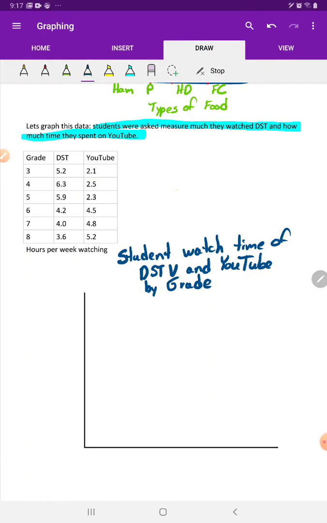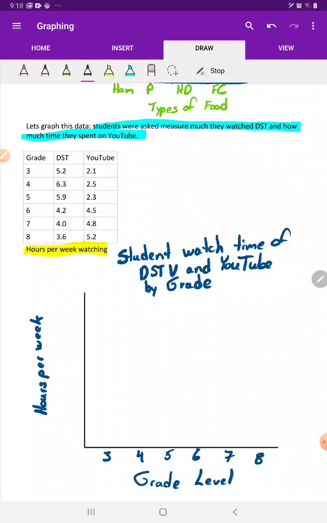Okay, so this would be hours per week, and we know that because right here it says hours per week, and this down here is going to be grade level. So here we've got grade 3, 4, 5, 6, 7, 8.